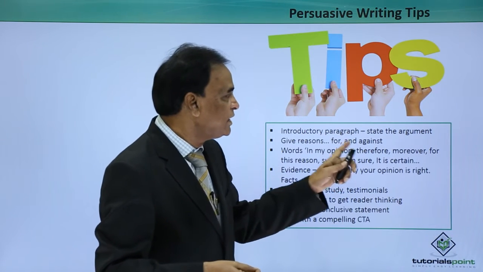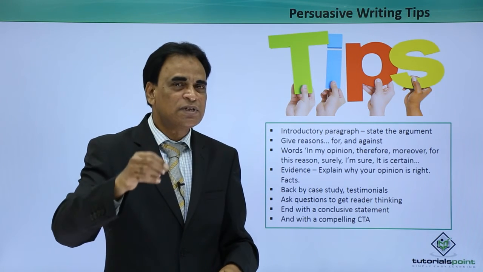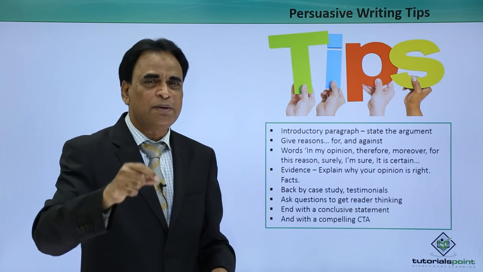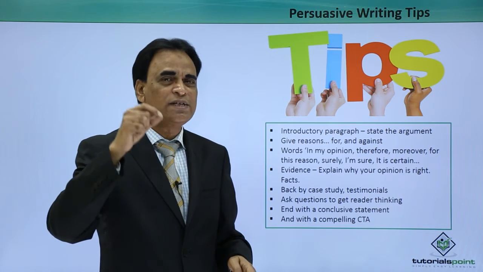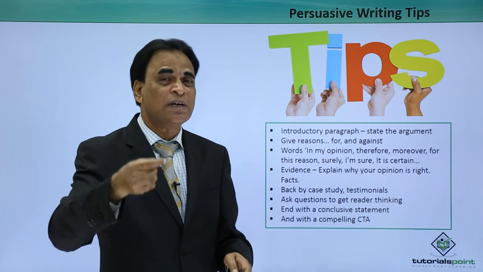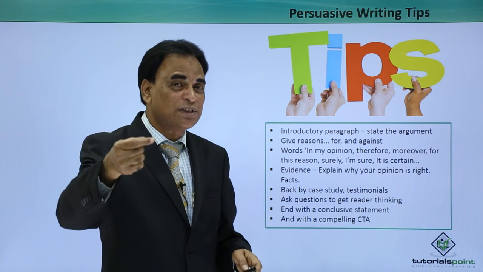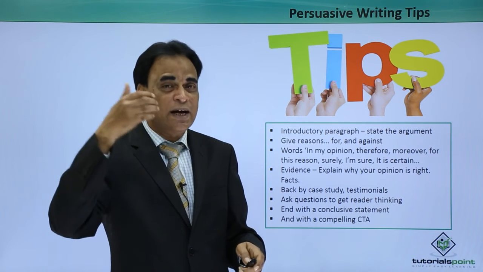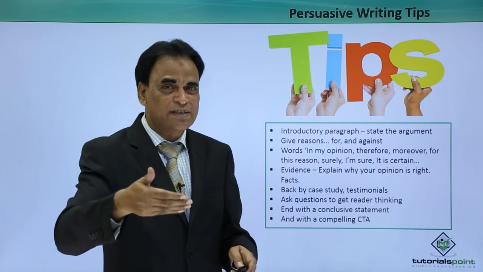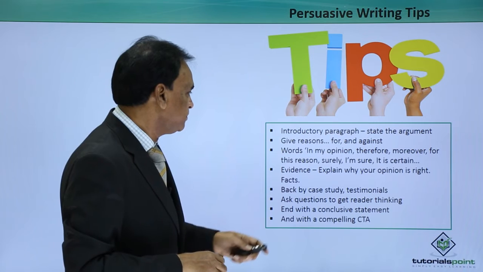Words like: in my opinion, therefore, moreover, for this reason, surely, I am sure, it is certain. These words actually work. The more you use these kinds of words, the better. I am certain because of the reason that so and so company is using my product. However, they were using another product and they took my product, and this product is actually working. It grew their business to such an extent that they are making a lot of profit, and this is the testimonial. You raise an argument, you answer that argument, you provide an example, and you provide evidence, and that is how persuasive writing skills actually work.